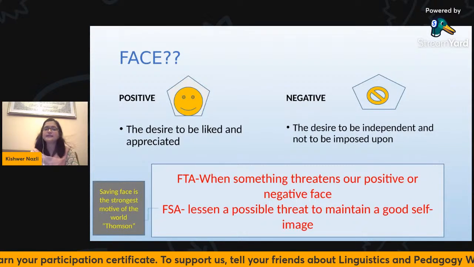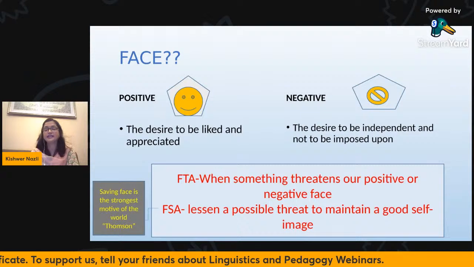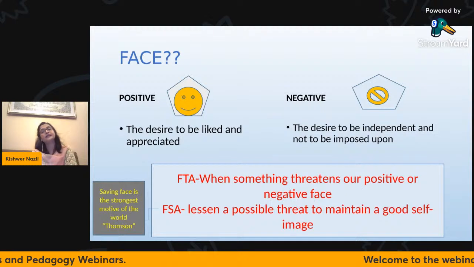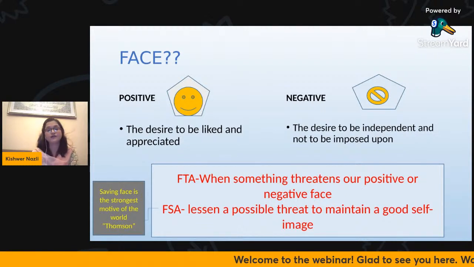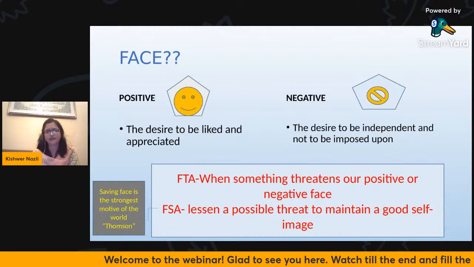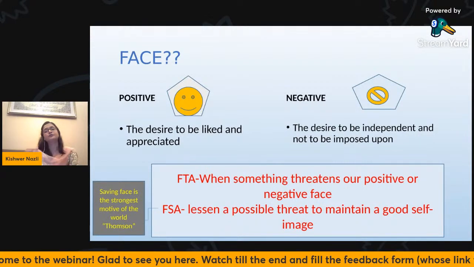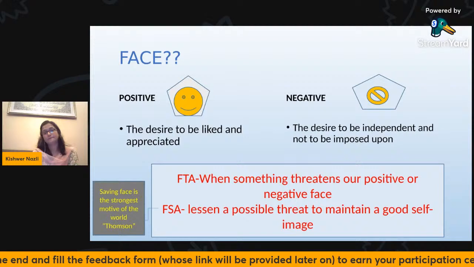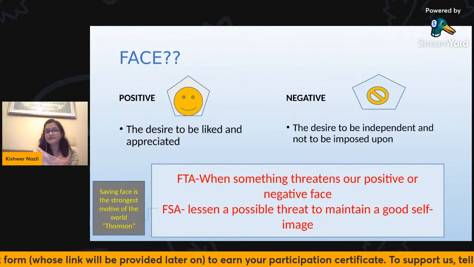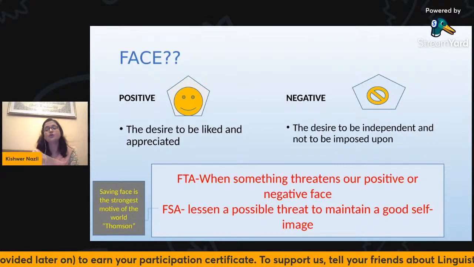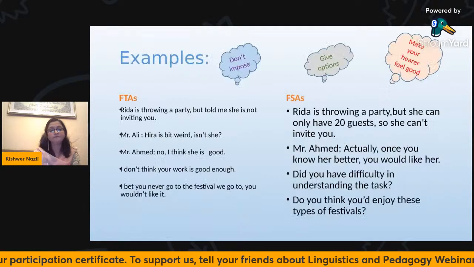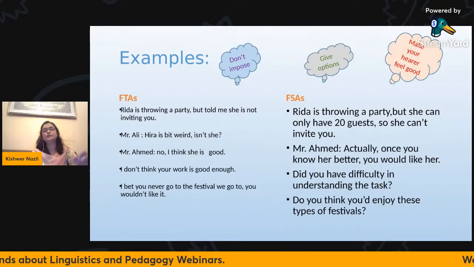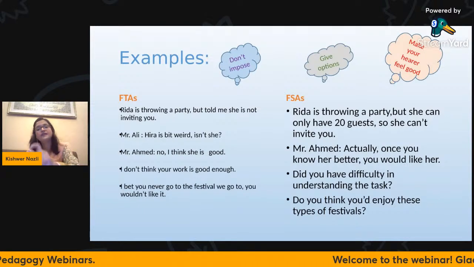So when some person or something threatens our positive or negative face, we call it a face threatening act, FTA. A face threatening act is again culturally dependent, an accumulation of cultural, environmental and religious factors. And when we lessen the possible threat to maintain a good self-image, this is a face saving act. So saving face is the strongest motive in the world, told by Thompson. So we have two faces, and we have to save not only our face, but the other's face. How? There are three suggestions for how you can change your face threatening acts to face saving acts.